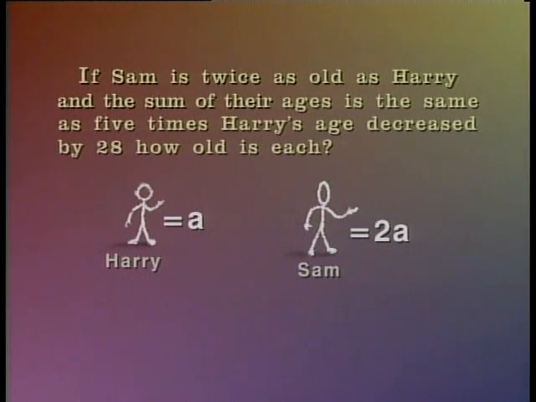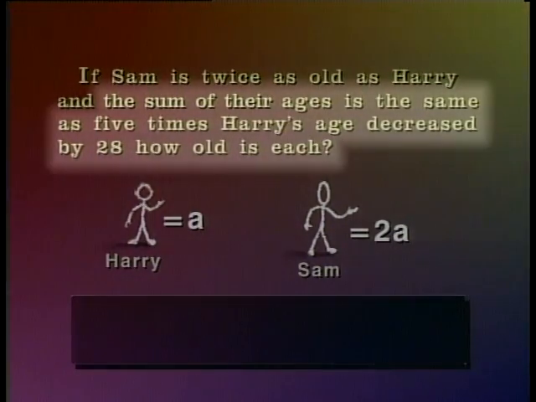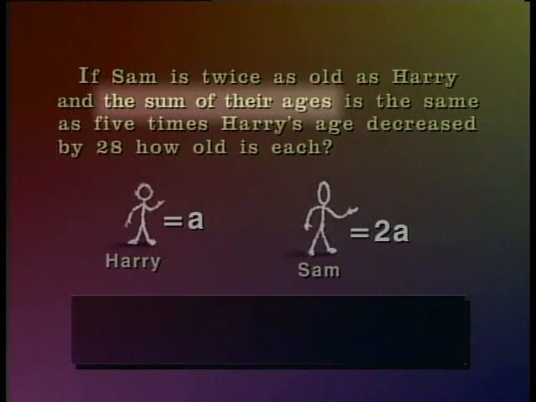Now we're making progress. We've already begun the translation of this word problem to algebra. We've represented the parts of the situation with numbers and a variable. Now we need to create an equation so that we can use our algebraic skills to solve for the unknown variable. Once again, the clues for this lie in the problem itself. We're told that the sum of Harry and Sam's ages is the same as 5 times Harry's age decreased by 28. So let's take that one piece at a time. What is the sum of Harry and Sam's ages?